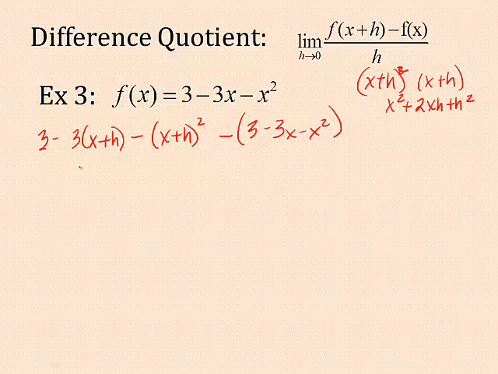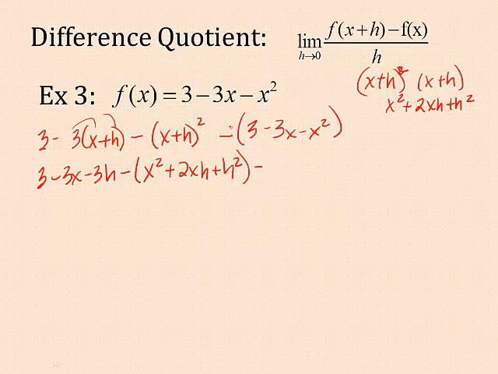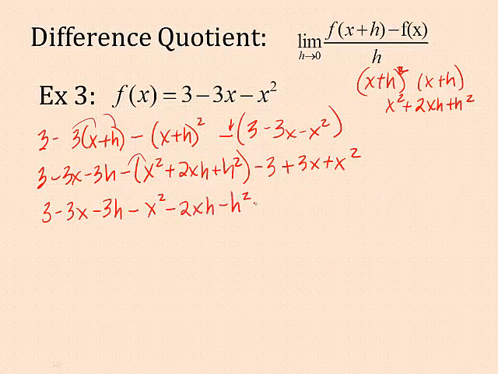So now I'm going to substitute some things in and distribute when I can. I'm going to distribute by negative 3. And I'm going to put in what I got when I squared this mess. Distribute here, distribute the negative 1. Now I still need to get rid of this set of parentheses in here by distributing the negative 1 across each term. Minus x squared minus 2xh minus h squared minus 3 plus 3x plus x squared.